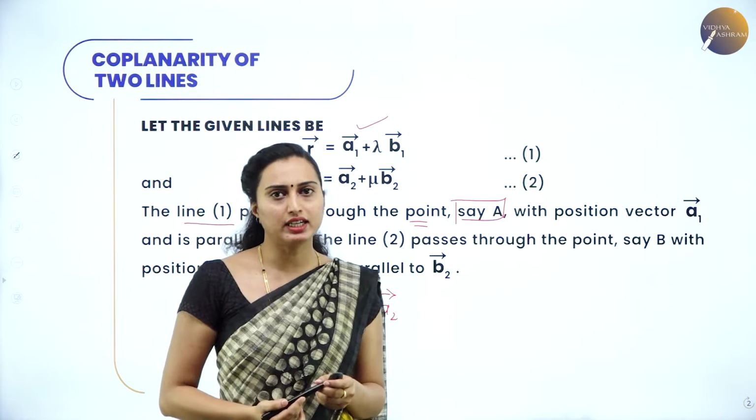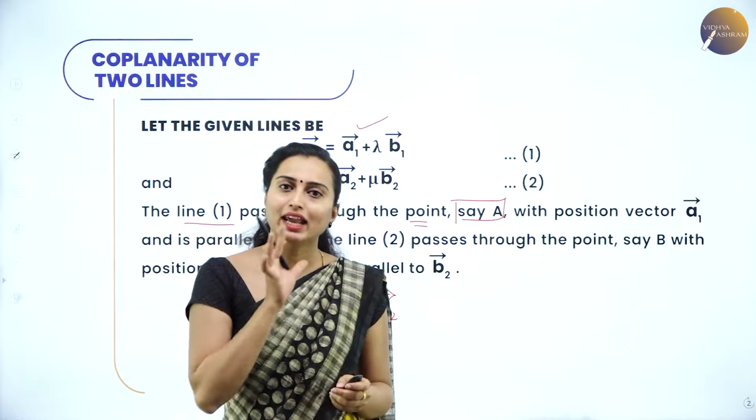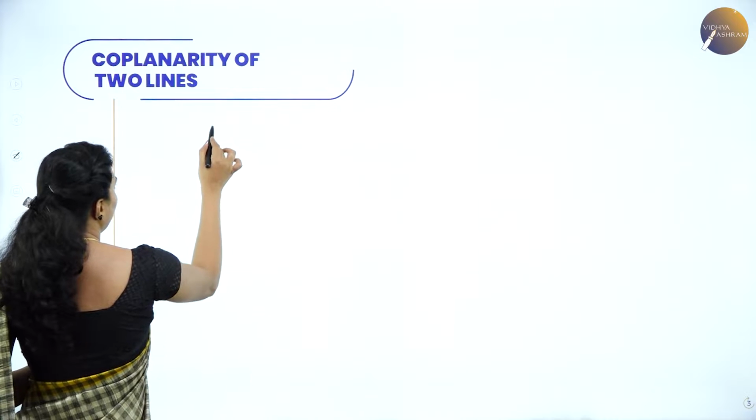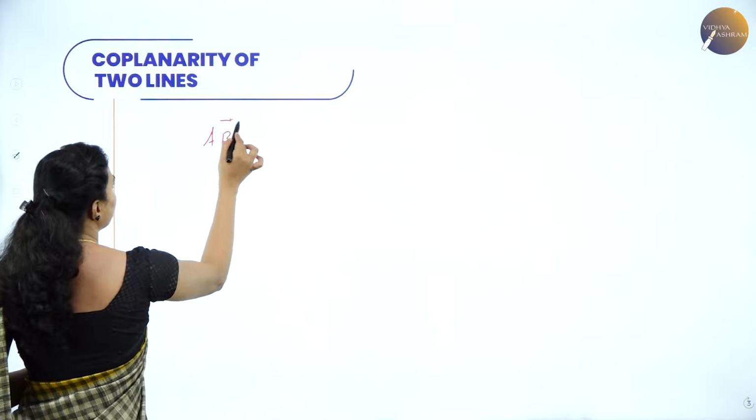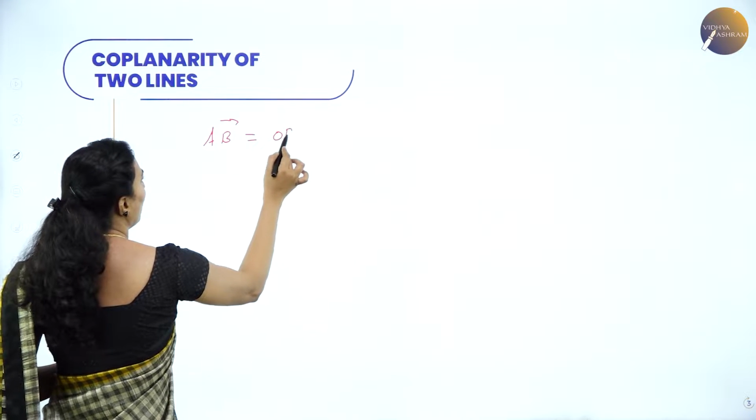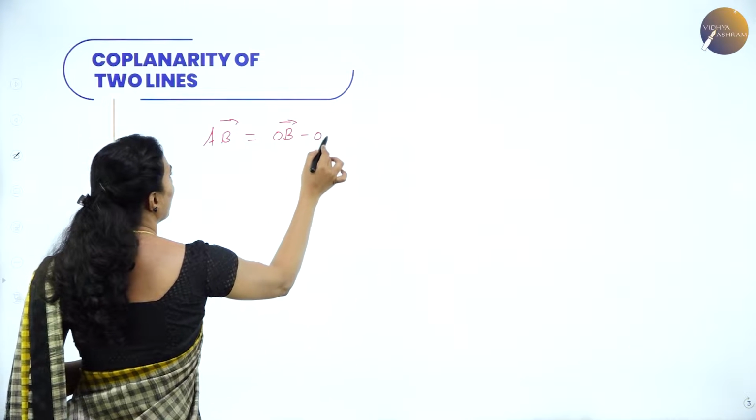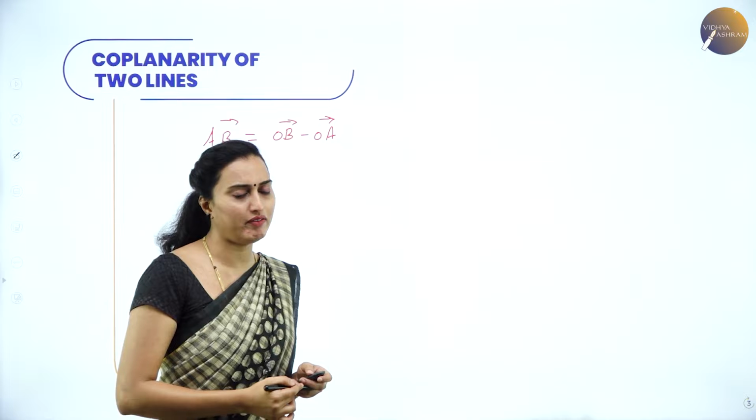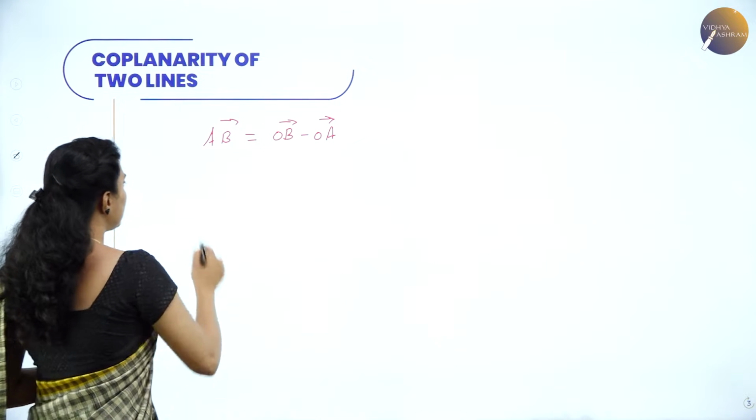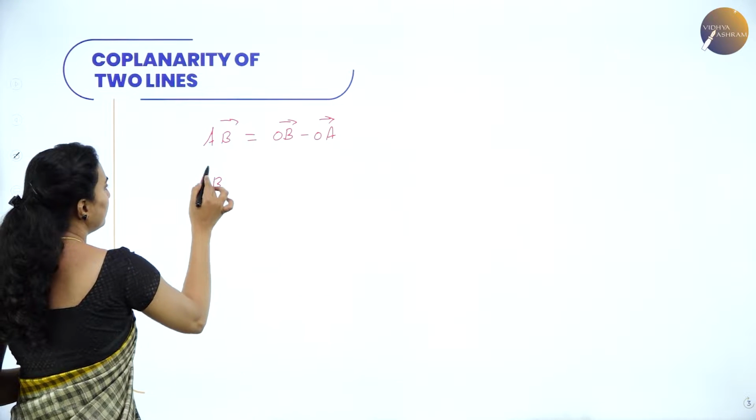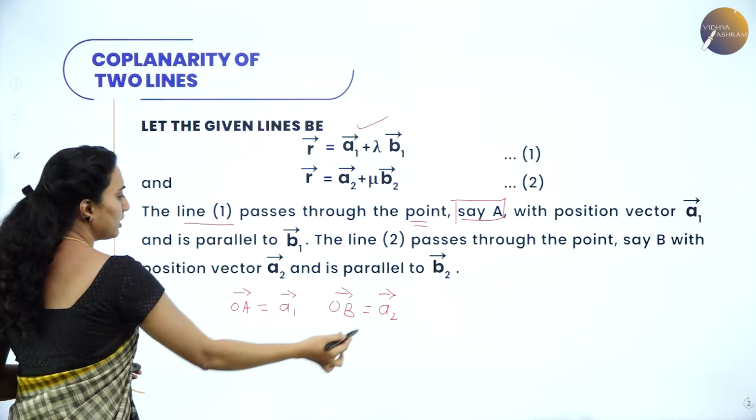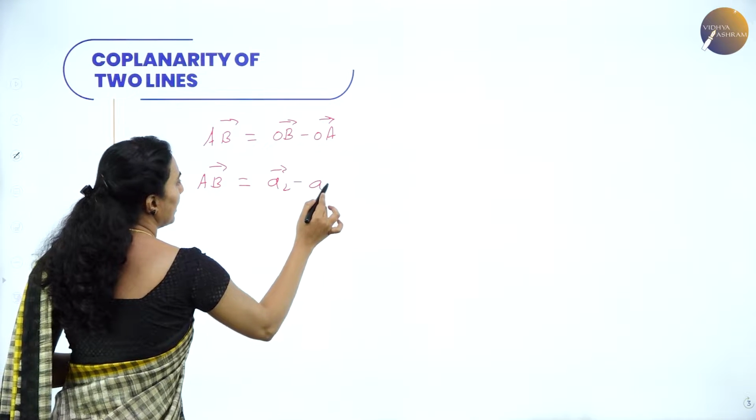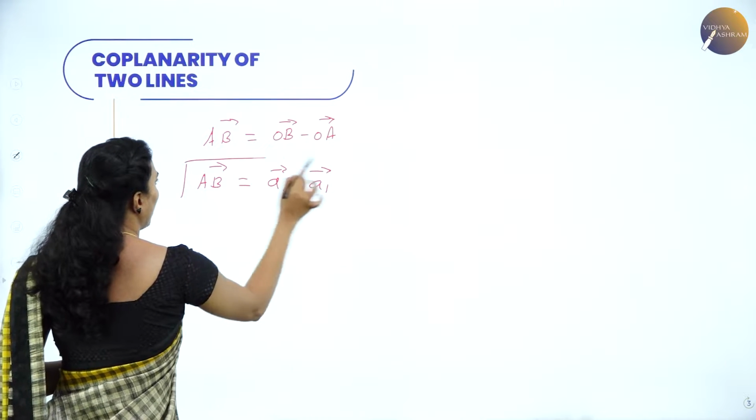Now, by this condition, the line will be what? A to B. So therefore, the line AB vector can be written as OB vector minus OA vector. Right? Position vectors. Now, what is OB vector minus OA vector? It is nothing but AB vector is equal to OB vector minus OA vector. We know it is A2 vector minus A1 vector. So this you have to note down.